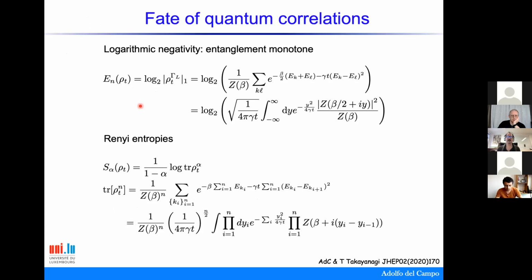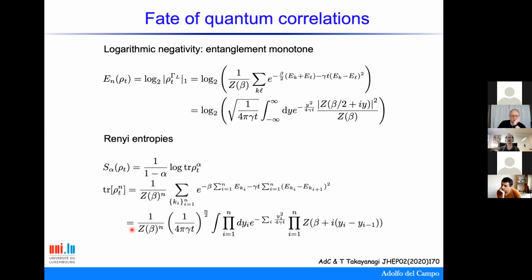We can do this for other quantities, such as the logarithmic negativity. This is an entanglement monotone. We can compute it exactly. And what is important beyond the exact expression is that we can relate it again to the spectral form factor of the system in isolation times a kernel times some other function. Yeah? If we look at Rényi entropies, the same thing happens. We can compute them exactly. And if we know the partition function analytically continued, we can get them back. So this is when we choose this family of initial states for the definition of the spectral form factor.